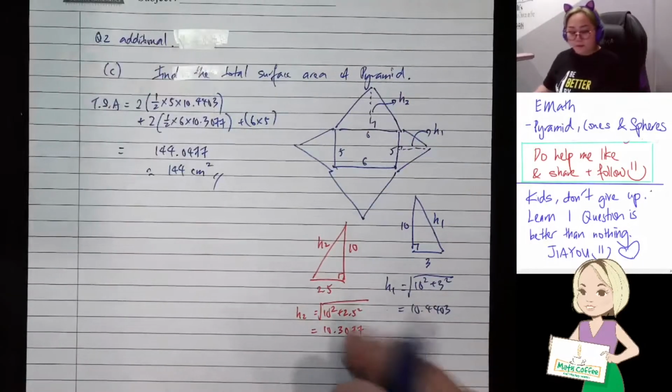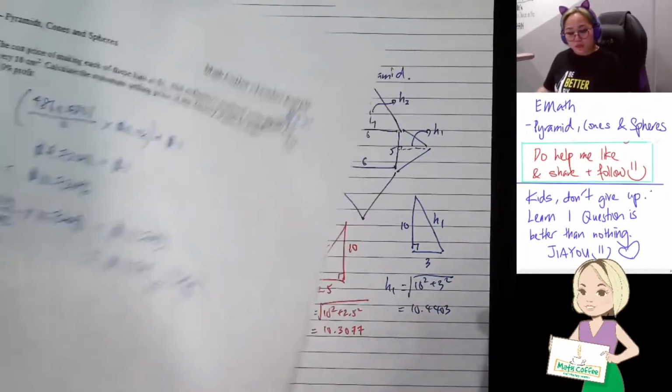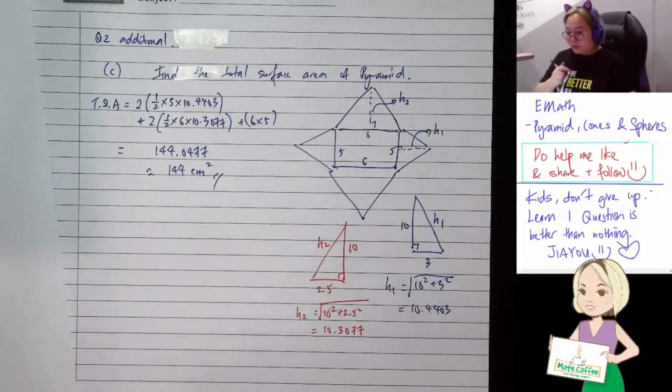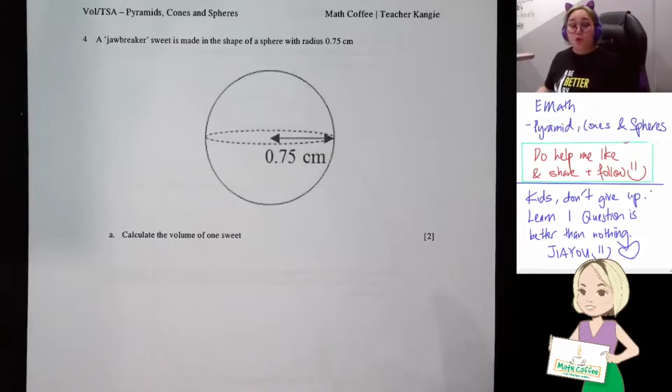This one I will append together with the solution, don't worry. So let's take a look at the next one. Question number 4. So we have done pyramid, we have done cone. So now we're going to do sphere. Sphere, we are at the last shape already.